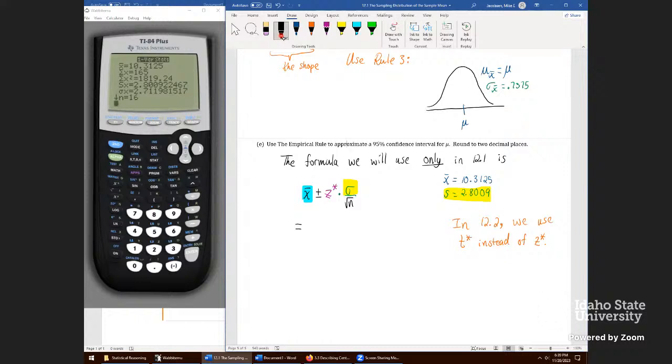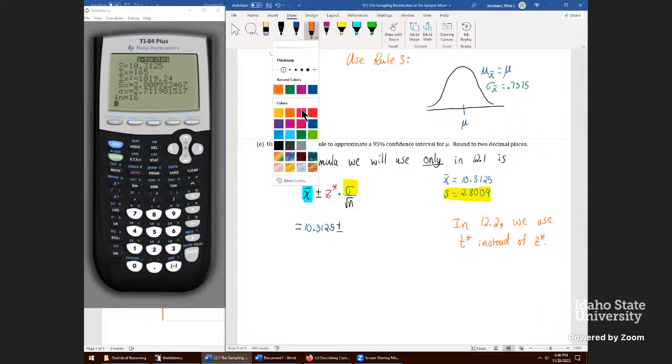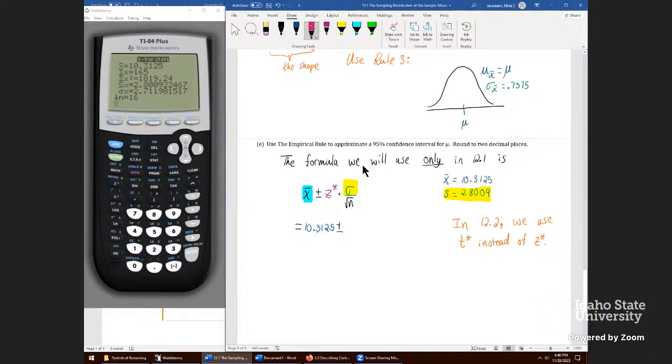Okay, well, let's go down the line. First thing is X bar. We calculate that to be 10.3125. We're going to now add and subtract a critical number Z star. And the way we find it is exactly the same as how we did it for P hat, but that will change in section 12.2. But just as a review, let's go look it up. At 95% confidence, it ought to be 1.9600.